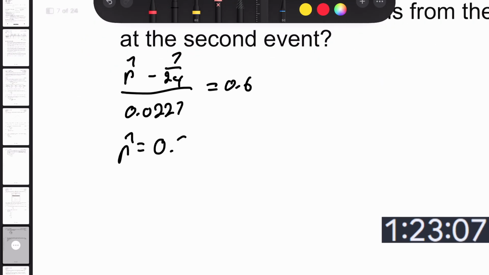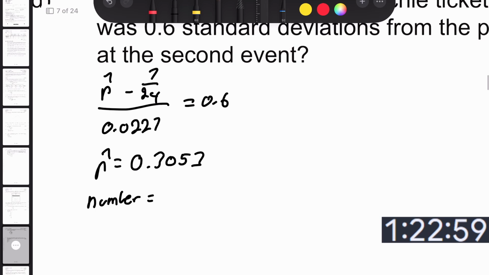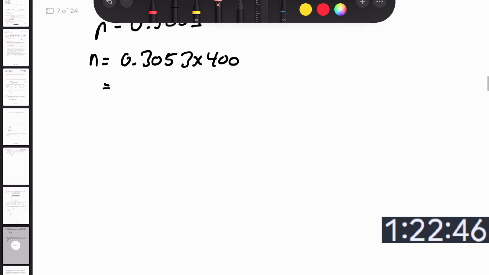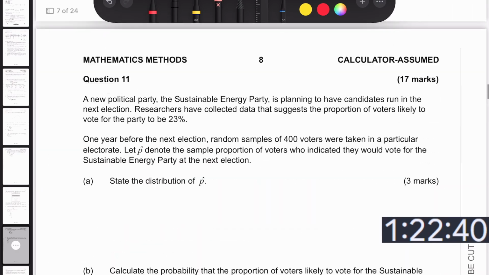So 0.3053. So the number is equal to, or I guess n, n is equal to 0.3053 times 400, which is 122.12. Therefore, 122. That was rounded down.